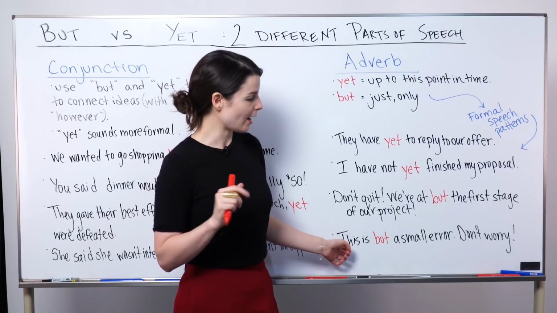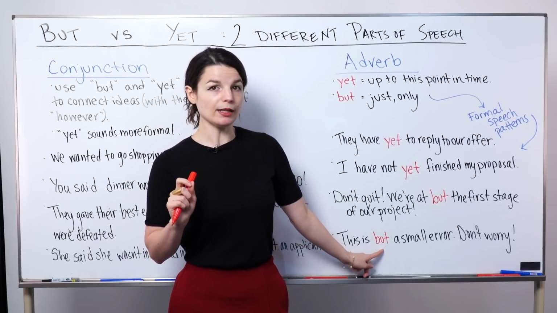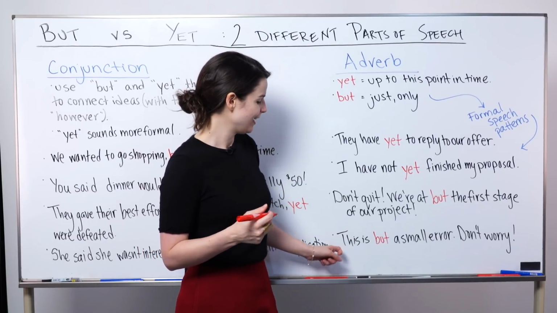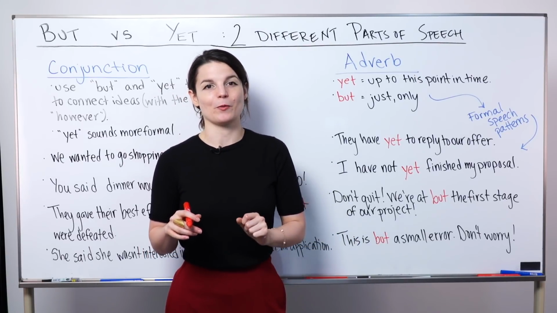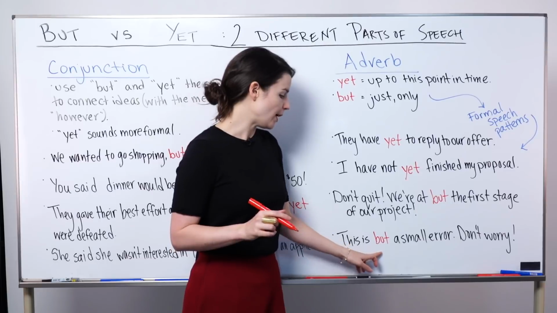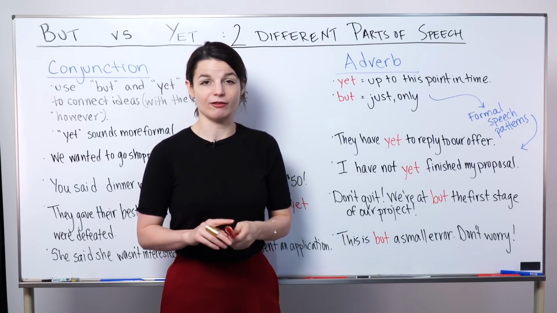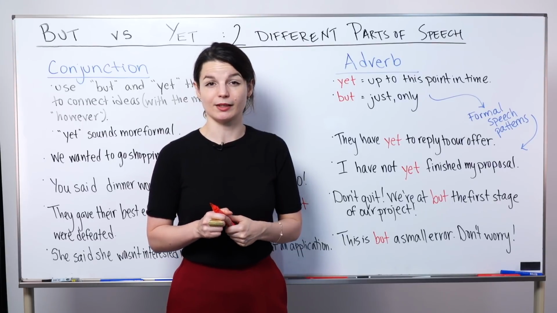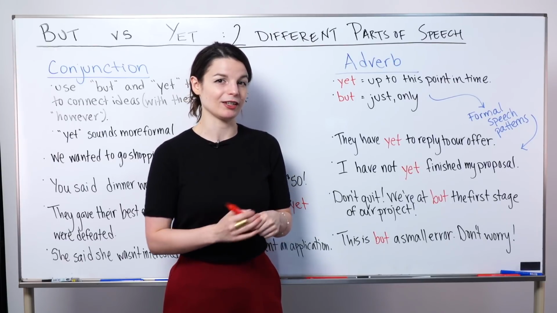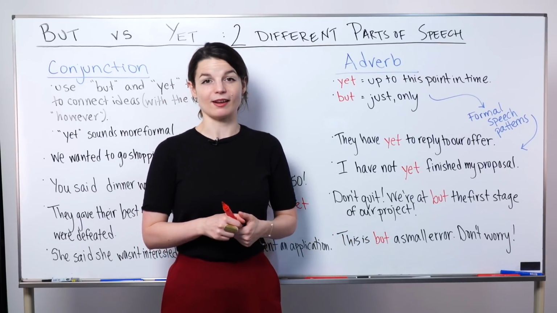Let's look at one more example. This is but a small error. Don't worry. So here again, if we replace but with just or only, we can see maybe more naturally the meaning. This is just a small error. Don't worry. Or this is only a small error. Don't worry. But makes it sound more formal. So again, we don't use this speech pattern so much in everyday speech, but you may hear it from time to time, especially in more old-fashioned media that uses this style of English. So this is what it means. But means just or only when used as an adverb.